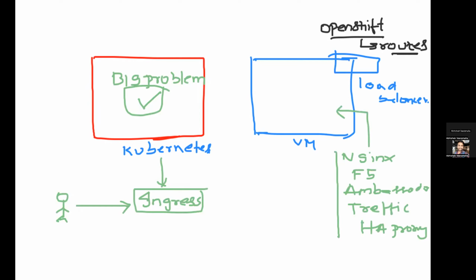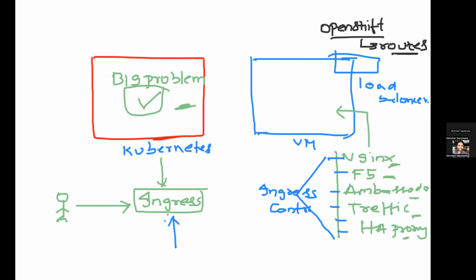And what Kubernetes said is, I cannot implement for each and every load balancer. So what I'll do is, I will tell my users to create something called an Ingress resource. So as a Kubernetes user, you will create a resource called an Ingress resource. And now all of these load balancers, all of these companies, what they will do is, Kubernetes told them that you create something called an Ingress controller.